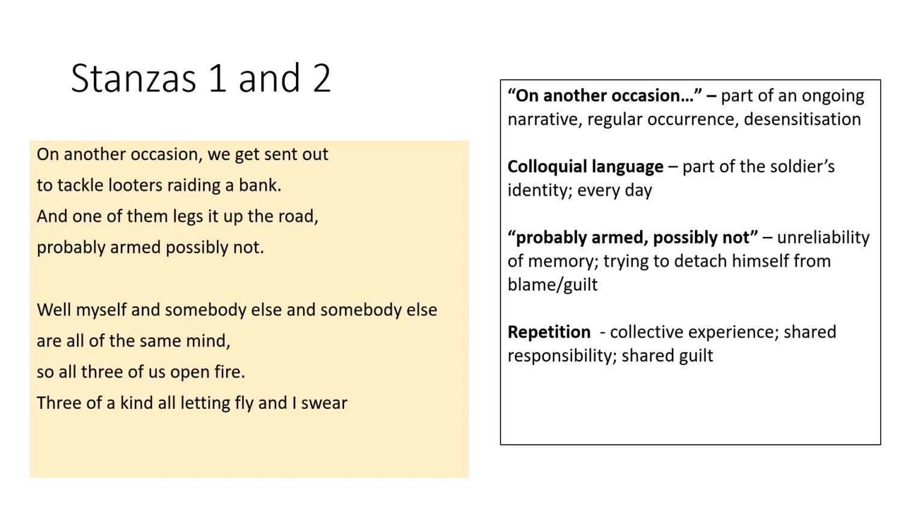The repetition here, well, myself and somebody else, sums up that this isn't just an individual experience, it is a collective experience. But with that collective experience comes shared responsibility. And I think that's why Armitage uses this repetition, because through emphasizing shared responsibility, the soldier also confirms that this is a shared guilt. And he uses euphemistic language: all of the same mind, open fire, three of a kind, all letting fly. This is euphemistic language. It avoids the reality of what they did. And that is also part of the attempt to distance himself from the reality and therefore to soothe in some way the guilt that he's feeling.